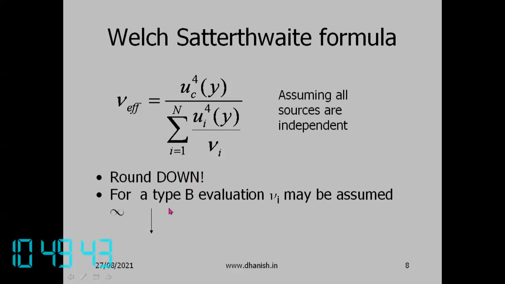Then for a type B evaluation, degrees of freedom may be assumed infinity. So for type A evaluation, how many readings are there? Based on that, you can determine for each source what the degrees of freedom is. And for all type B evaluations, you assume infinity. Then what will happen to that term in this equation? When nu i is infinity, this term will become 0. So only those terms where the degrees of freedom is less will remain. Okay, any question on this? The formula looks complicated, but actually it is very simple.